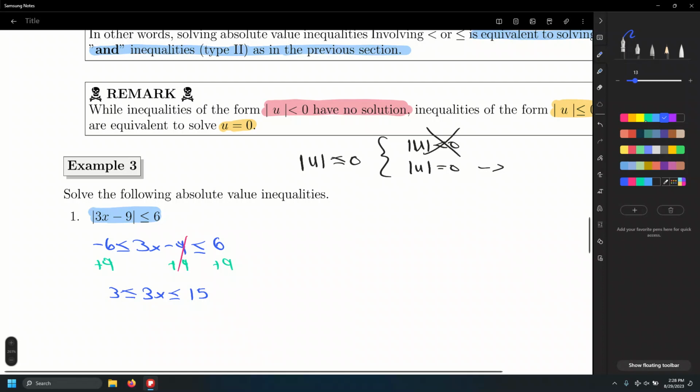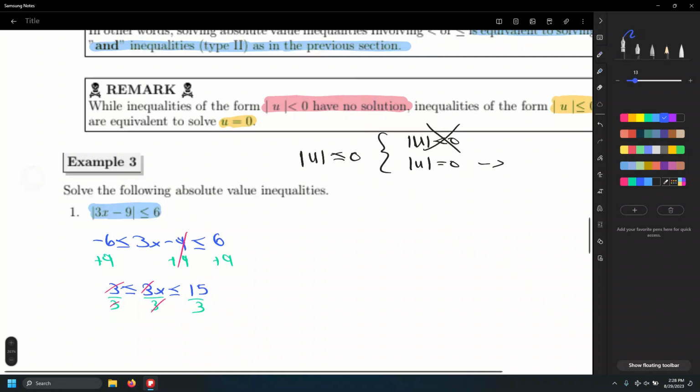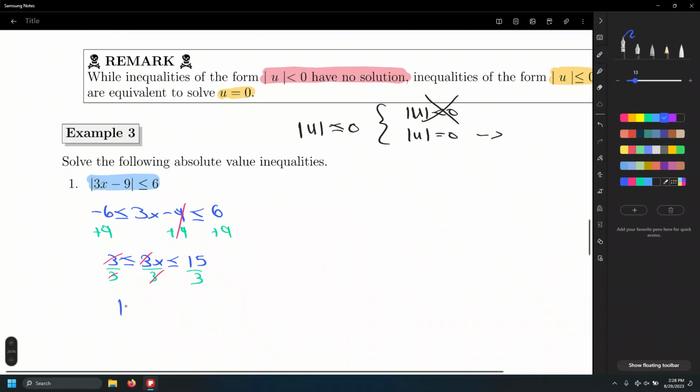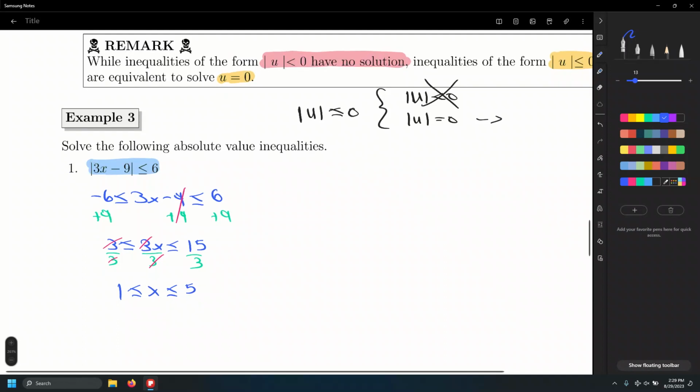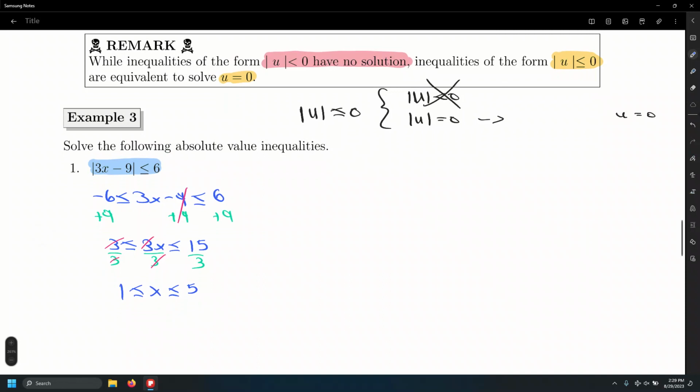All right? And lastly, just divide all 3 sides by 3. Over here, all the 3's get canceled. And that's going to be 1 less than or equal to x less than or equal to 15 divided by 3, which equals 5. And that's our solution. Again, this process should look familiar from what we did in the previous handout. All right? So now, we need to write this solution set using both set builder notation and interval notation.